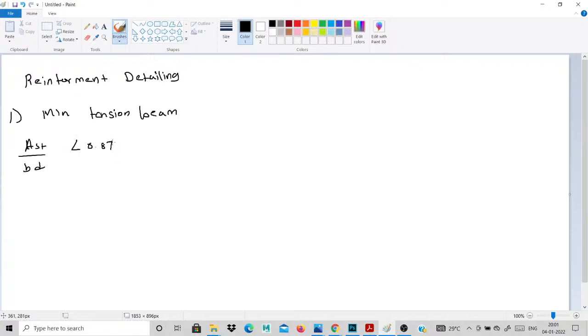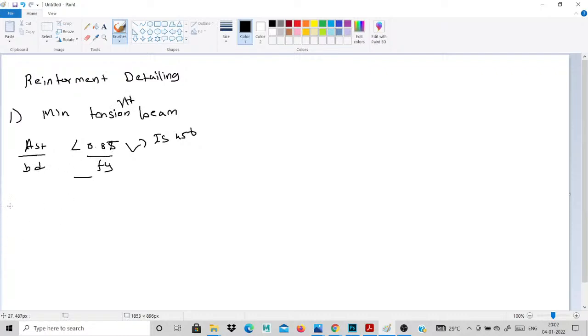is 0.85 divided by fy. This is the formula for calculating the minimum tensile reinforcement for your beams. This formula is available in IS 456. This is the minimum tension reinforcement for your beam: Ast by bd equals 0.85 divided by fy.